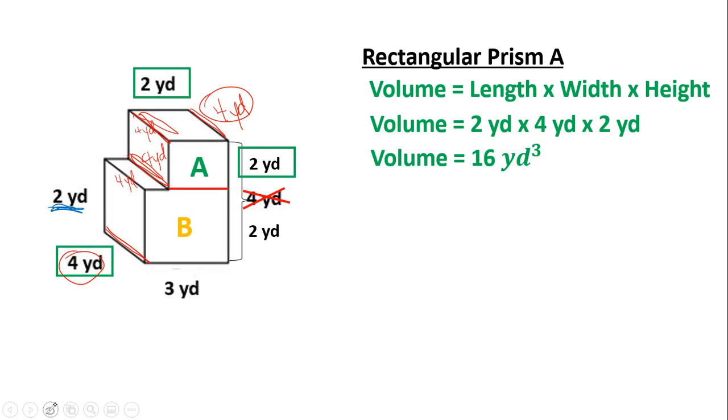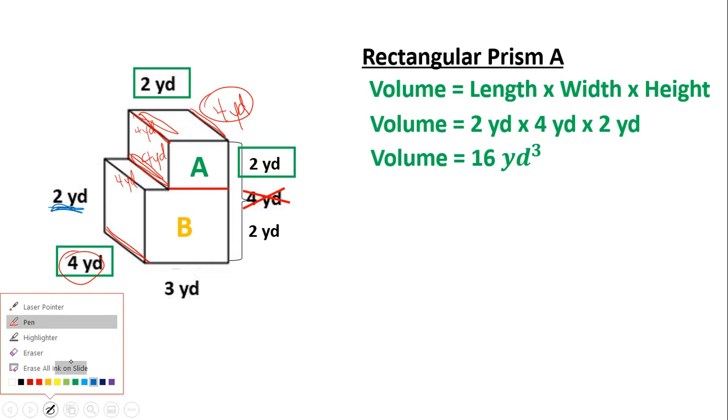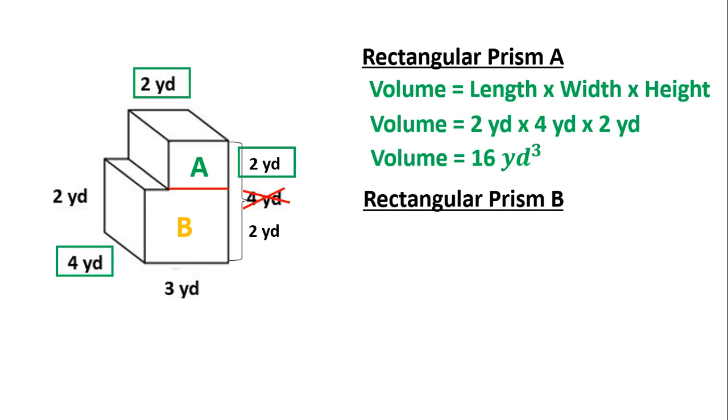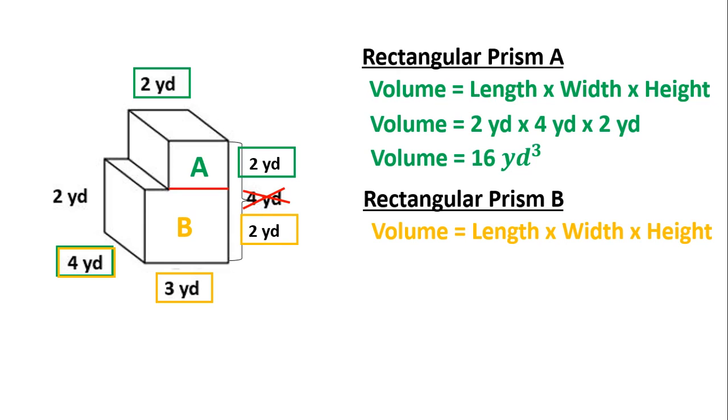I'm going to clear our work, and we're going to find the volume of rectangular prism B. Here, the volume formula is still length times width times height. The length is 3 yards. The width is 4 yards, and the height is 2 yards. So we're going to multiply 3 yards times 4 yards times 2 yards. 3 yards times 4 yards is 12 yards squared, and 12 yards squared times 2 yards is 24 cubic yards.